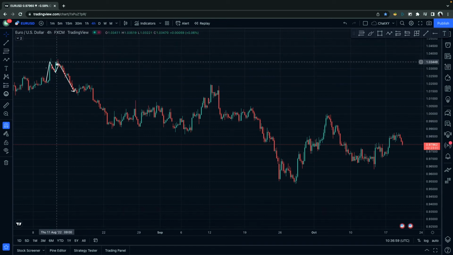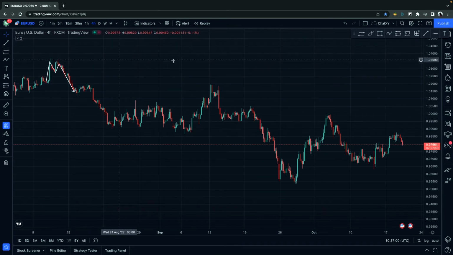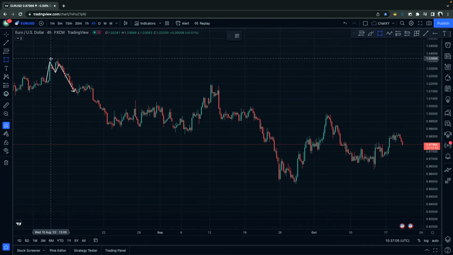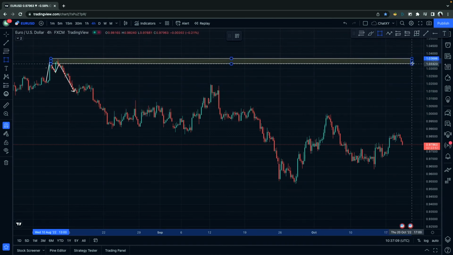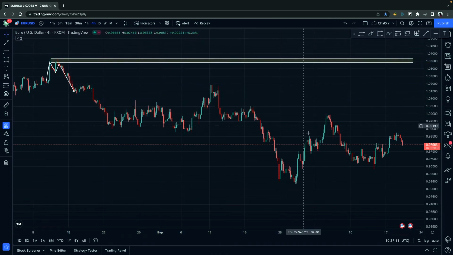This is a resistance zone. So with you identifying this particular zone as an M pattern, you can easily draw out your resistance here. So when price comes to this zone, we might start looking out for sell opportunities, as we are meant to sell at resistance zone and then buy at support zones.